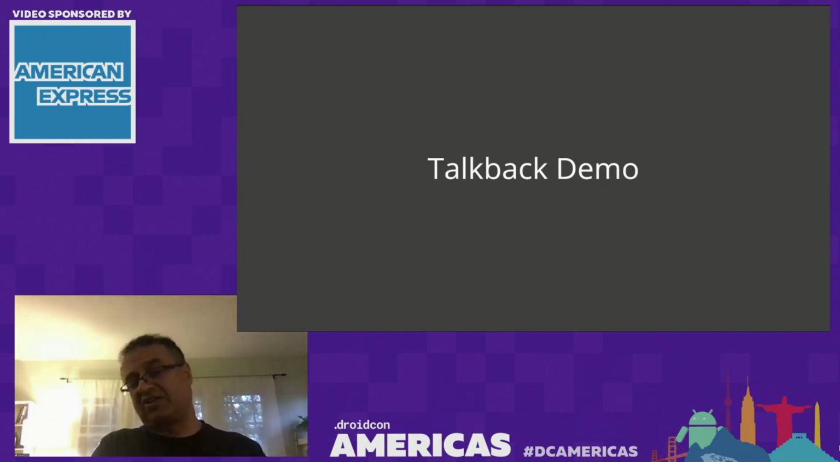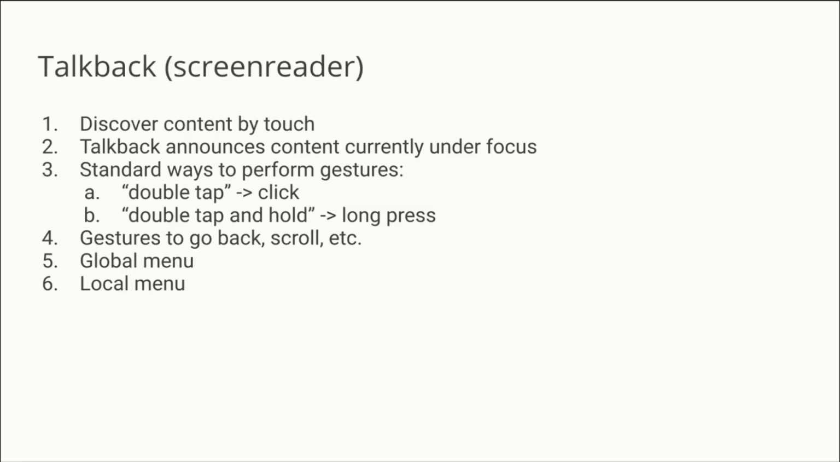So that's switch access. The other service that is very, very commonly used and is usually the first port of call for most developers interested in accessibility is TalkBack. TalkBack is a screen reader, and basically it's for blind and visually impaired users. And what happens is when it's on, when the user puts their finger down on the screen, it will announce what's underneath the finger. And then it tells you how you can interact with things. So for instance, if you want to perform a click, you double tap. If you want to perform a long press, you double tap and hold, etc.